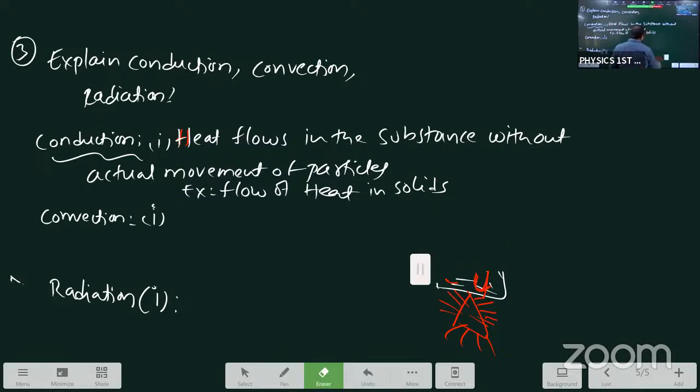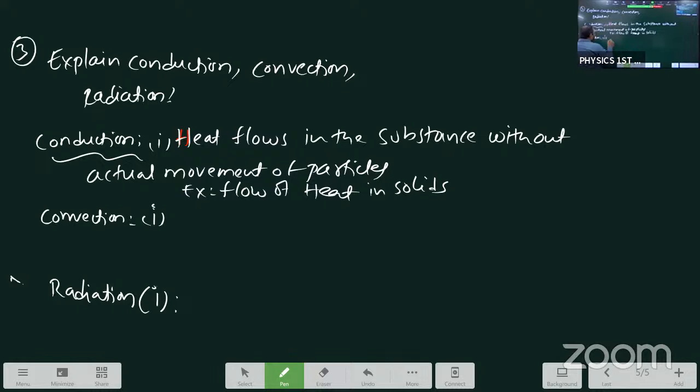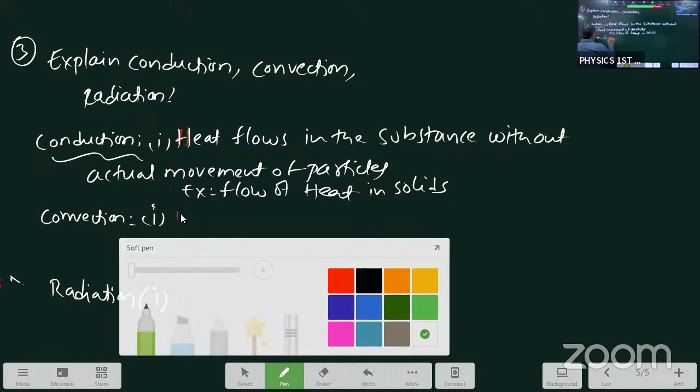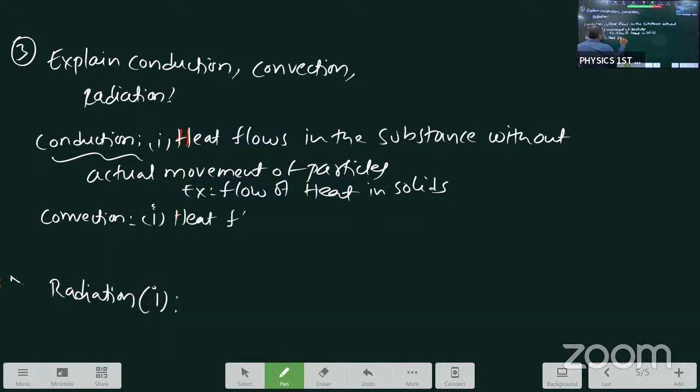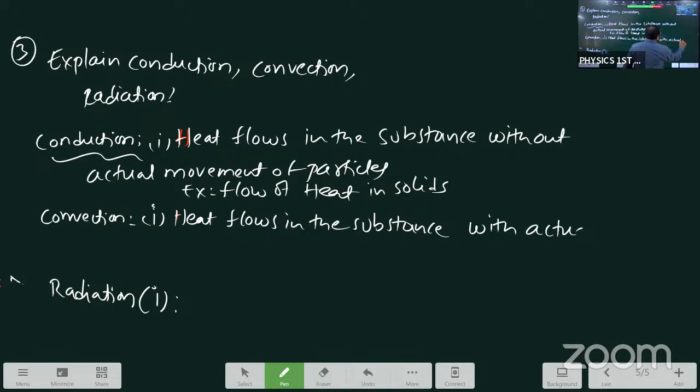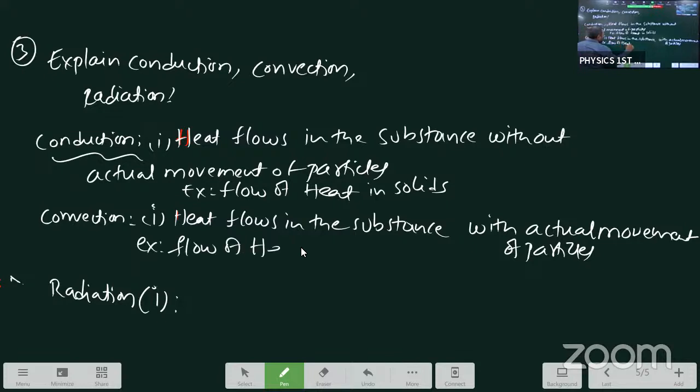Without actual movement in the previous case, with actual movement here. See, heat flows in the substance with actual movement of particles. Previous was without, now with. Example: flow of heat in fluids.